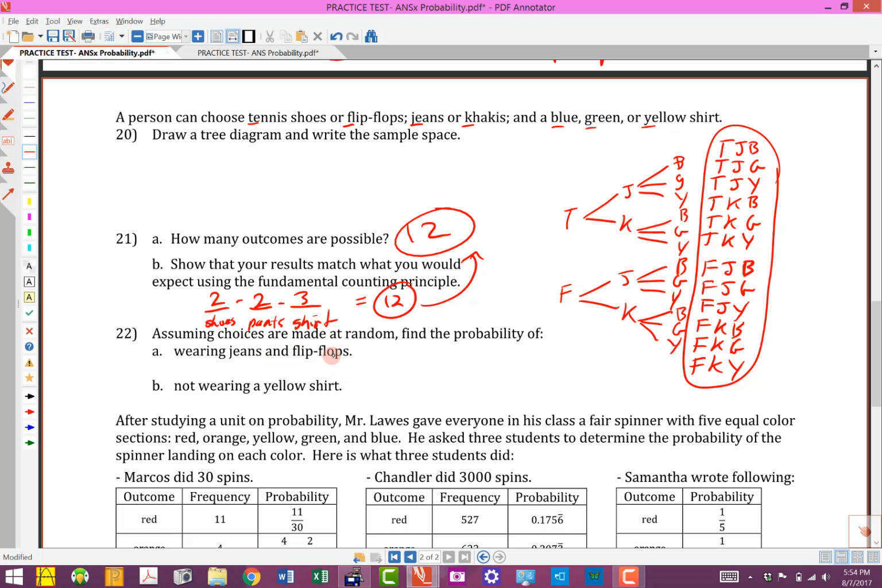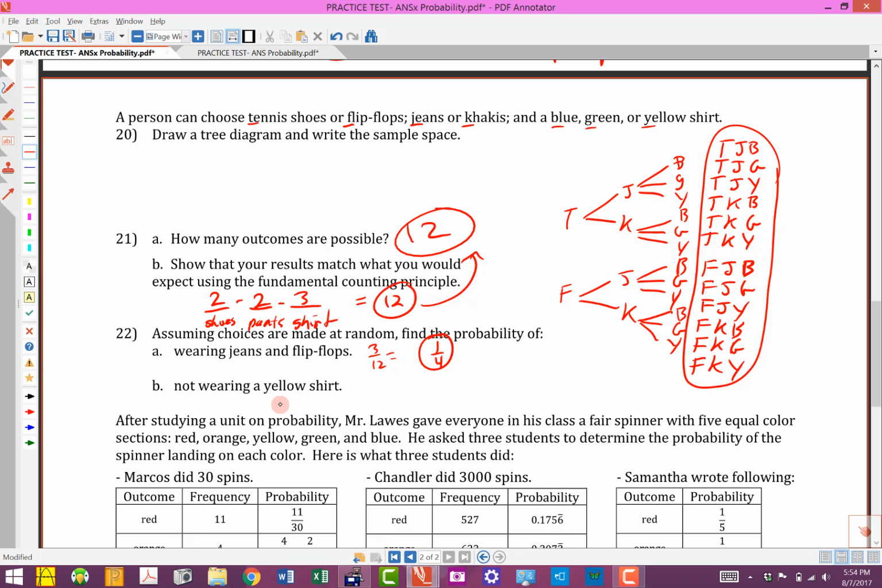And then it says assume choices are made at random, find the probability of wearing jeans and flip-flops. Jeans and flip-flops. Well, there are jeans up here, but no flip-flops. So jeans and flip-flops are right here. You'll notice that what doesn't matter is how many shirts we're wearing, or what color shirt we're wearing. So there are 3 out of the 12. So that ends up being a 1/4 probability.